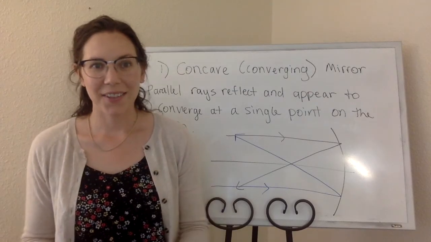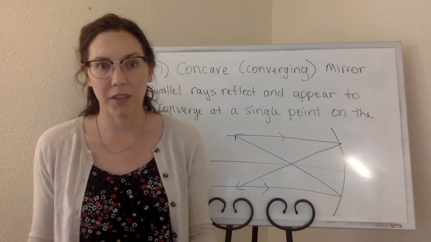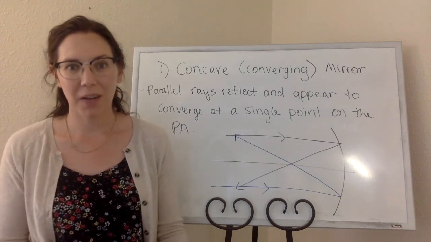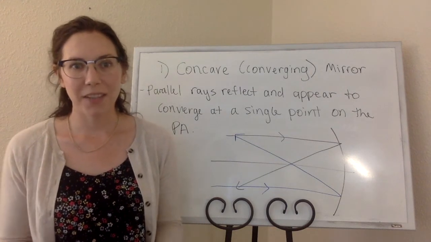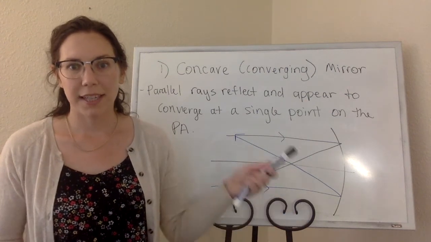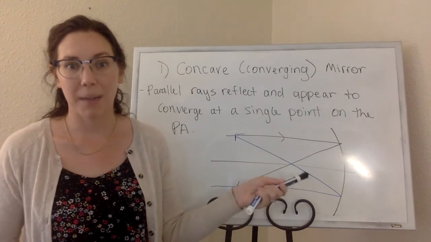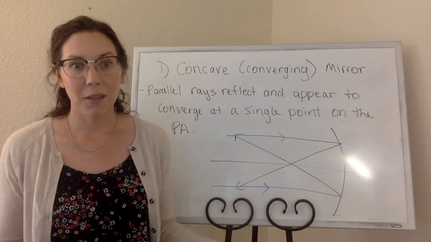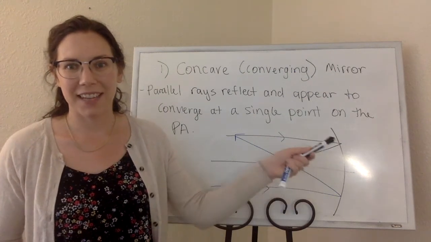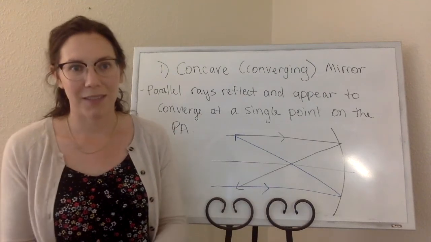Okay, so there are two types of spherical mirrors. The first one is concave or converging. In this type of mirror, it's defined by the fact that parallel rays would reflect and then appear to converge at a single point on the principal axis. So I've drawn it here, the parallel rays hit the mirror and then reflect and they meet at a point. Now this also, if we were to cut this shape from the sphere, we can imagine that the inside surface is polished so that we have this concave surface.